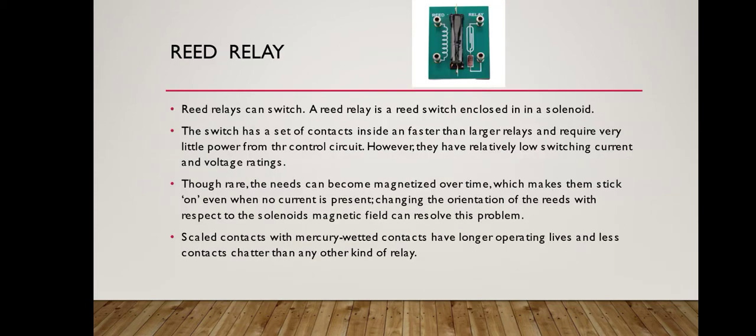Then we will see the reed relay. A reed relay is a reed switch enclosed in a solenoid. The switch has a set of contacts inside and is faster than larger relays and requires very little power from the control circuit. However, they have relatively low switching current and voltage ratings, and the reeds can become magnetized over time, which makes them stick on even when no current is present. Changing the orientation of the reeds with respect to the solenoid's magnetic field can resolve this problem. Sealed contacts with mercury-wetted contacts have long operating lives and less contact chatter than any other kind of relay.